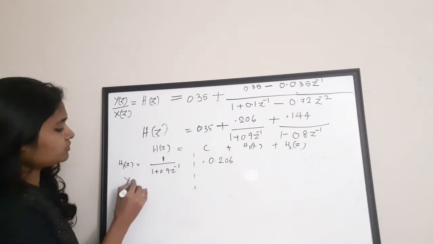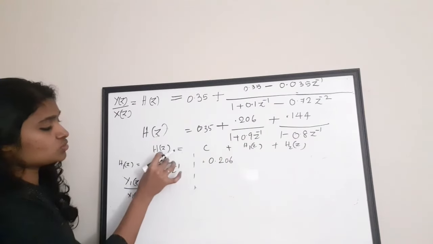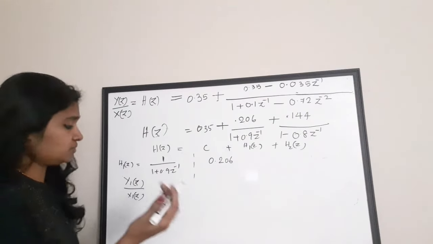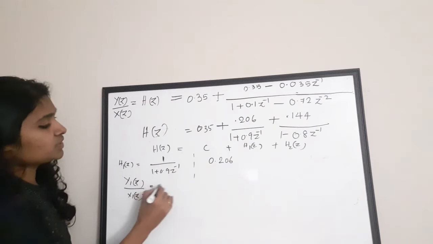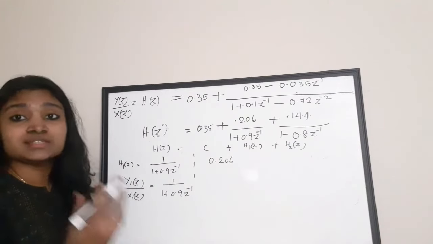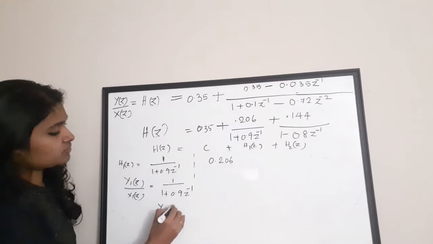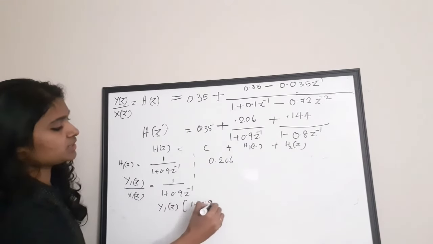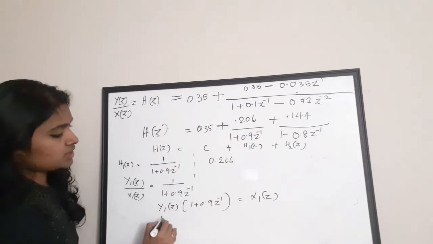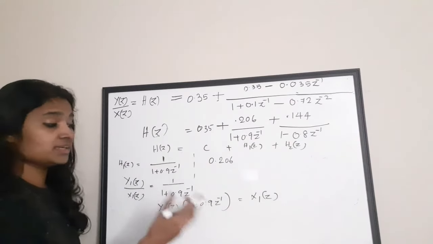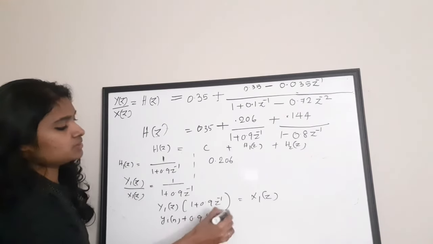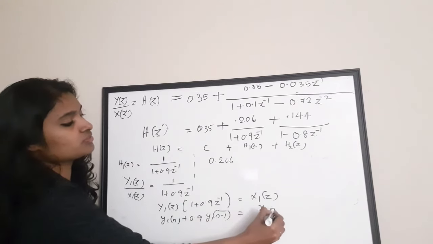So you have to write y1 of Z by x1 of Z. Since there is no numerator here, or the numerator is a constant value, you don't need to introduce a W of n term. Okay, so all these things we have discussed in that video. So 1 by 1 plus 0.9 z raised to minus 1. Then cross multiply and take the inverse Z transform. So if you do it, you will get y1 of Z into 1 plus 0.9 z raised to minus 1 is equal to x1 of Z, right? So taking the inverse Z transform, y1 of n plus 0.9 y1 of n minus 1 is equal to x1 of n.